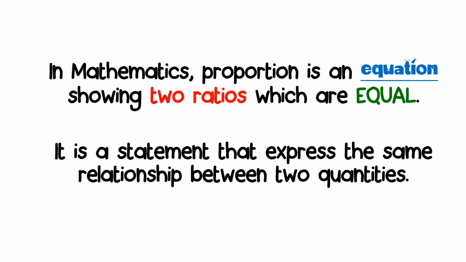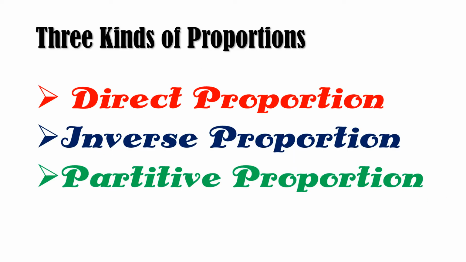In mathematics, proportion is an equation showing two ratios which are equal. It is a statement that expresses the same relationship between two quantities. To understand, let's have the kinds of proportions. We have three kinds of proportions: direct proportion, inverse proportion, as well as partitive proportion.